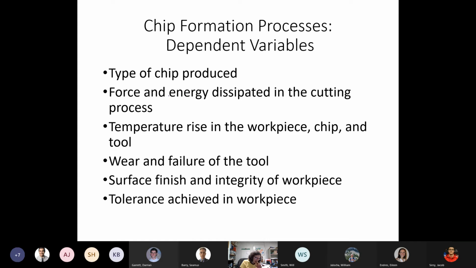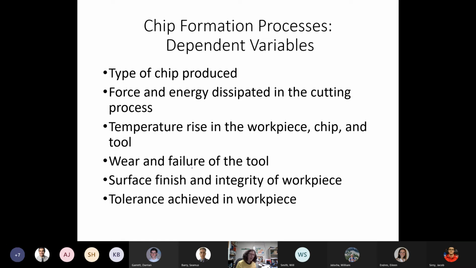The force and energy dissipated in the cutting process. That is something that we can model, but we cannot directly control it. The temperature rise in the workpiece, chip, and tool. What we'd prefer is that the chip take most of the thermal energy. We'd prefer the tool to get the least, because that does affect tool life. And then the workpiece is sort of in the middle.